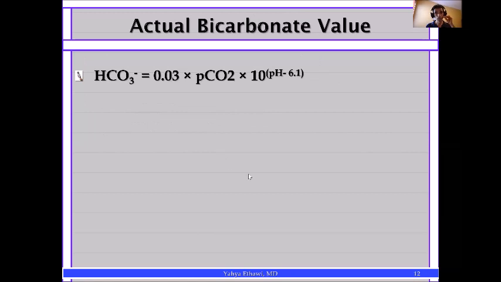Now, what is the actual bicarb level? The actual bicarb level comes from an equation of multiplying 0.03 times the CO2 and times 10 to the power of pH minus 6.1. It's a difficult equation. You don't need to memorize it, but this is the actual bicarb. This is the number that you will see in the blood gas. However, if you measure the serum, and when you do an electrolyte, you will see that actual measurement, which is done by enzymatic assay.